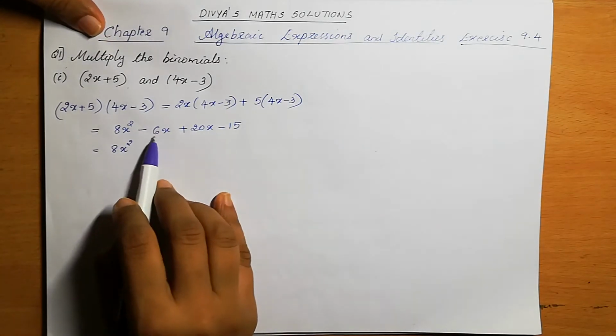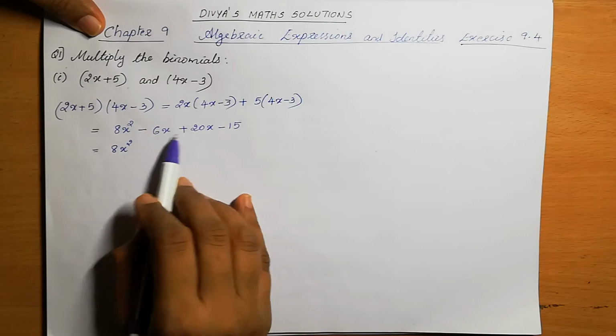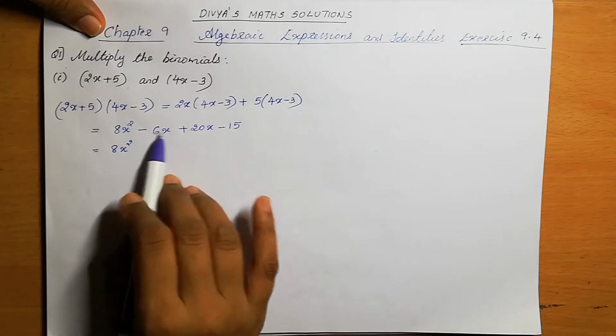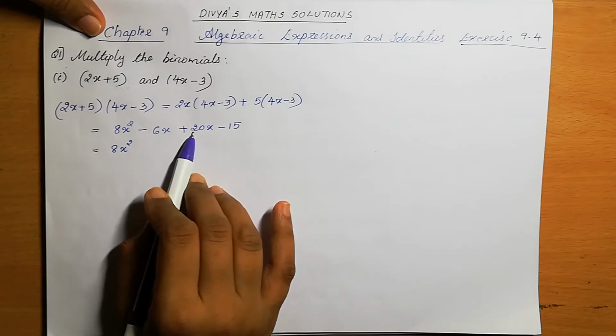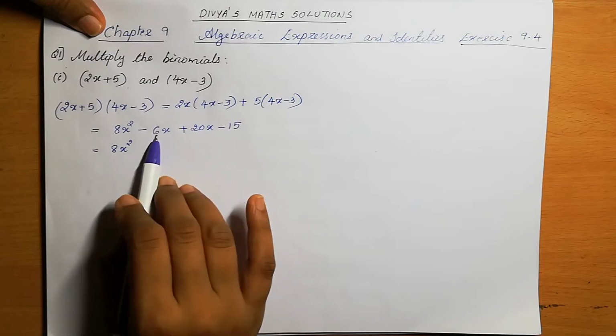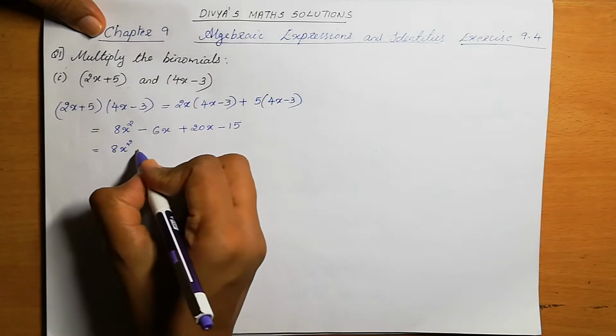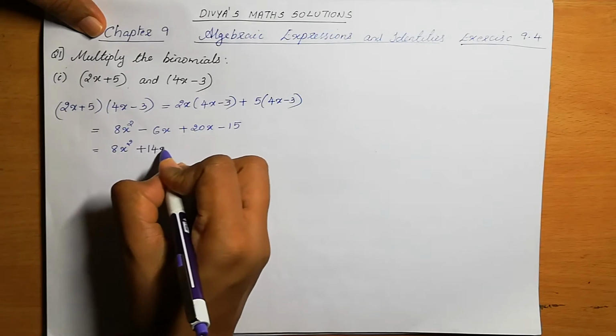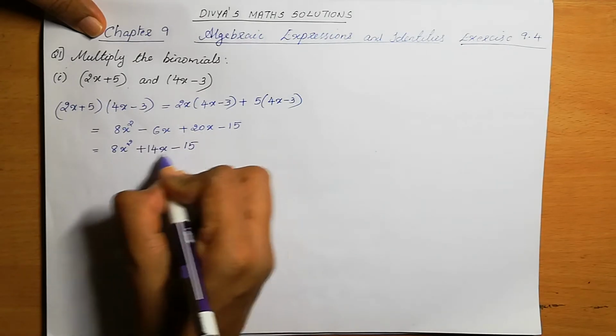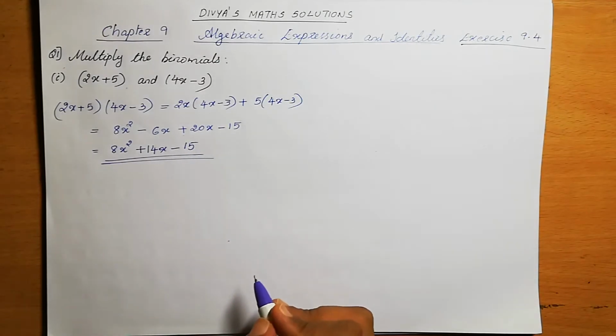The x terms we can add. Minus 6x plus 20x. The symbol is different, right? One is minus, one is plus. Symbol is different means we need to subtract. That means 20 minus 6. 20 minus 6 is how much? 14. The bigger number's symbol, that is plus 14x. Minus 15. Answer. Next is the second one.